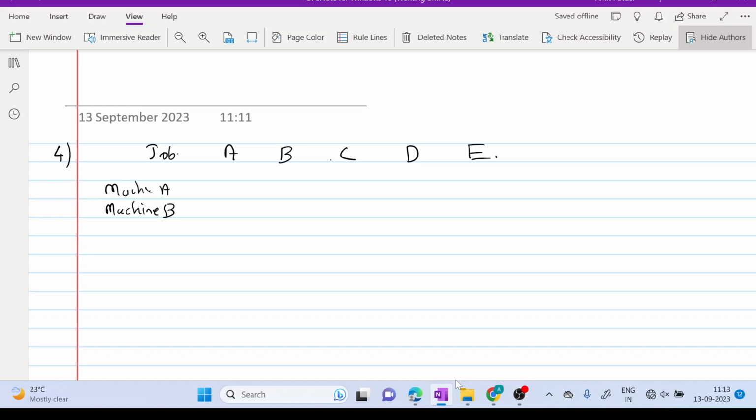Then machine X and Y. Okay. Machine X and Y. So 10 to 18. 6:20 and then 4, 12, 14, 16 and 8.